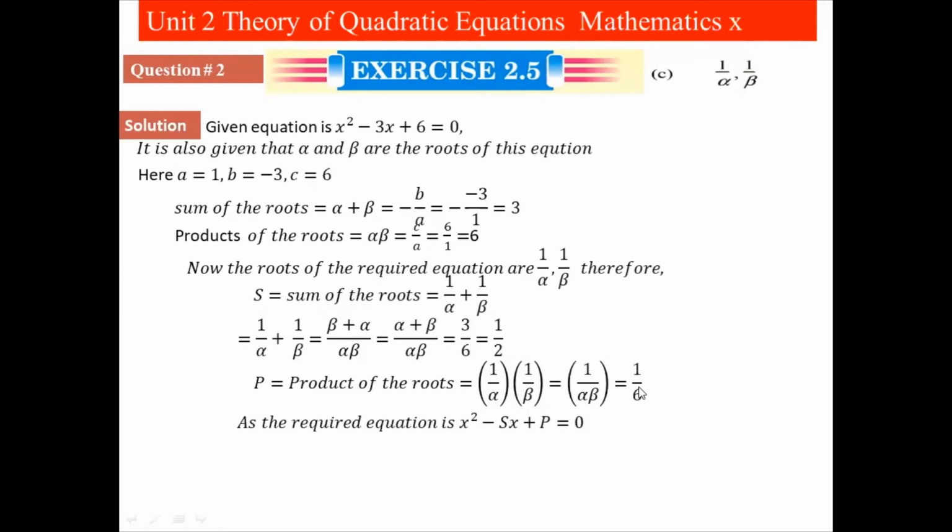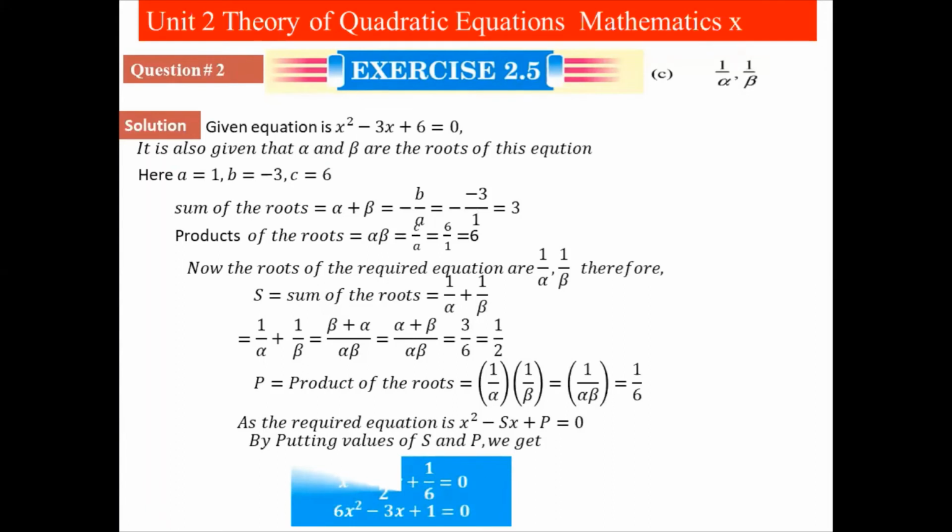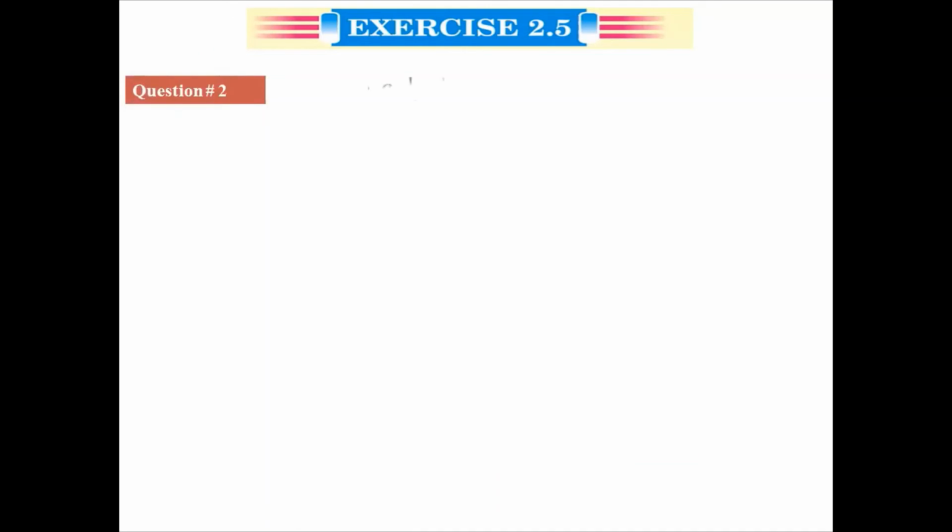As the required equation is x square minus sx plus p is equal to 0, by putting values of s and p, we get x square minus half x plus 1 by 6 is equal to 0. To simplify this, we have to multiply both sides by 6, since 6 is the LCM of this. So after multiplying by 6, we have 6x square minus 3x plus 1 is equal to 0. So this is the required quadratic equation whose roots are 1 by alpha and 1 by beta. Question number 2, part E.